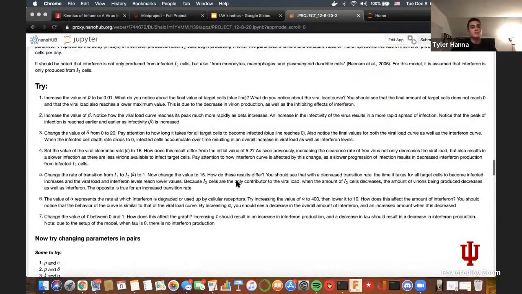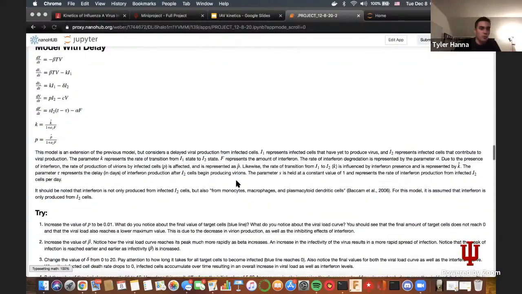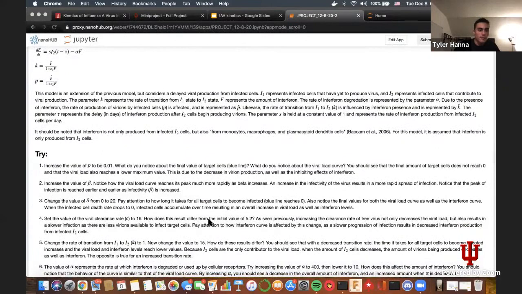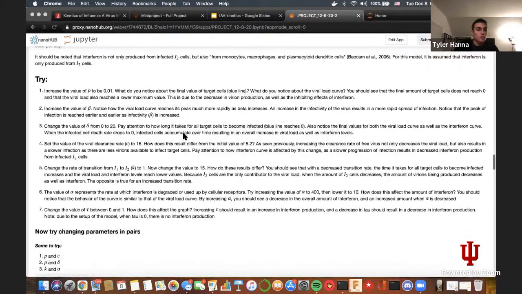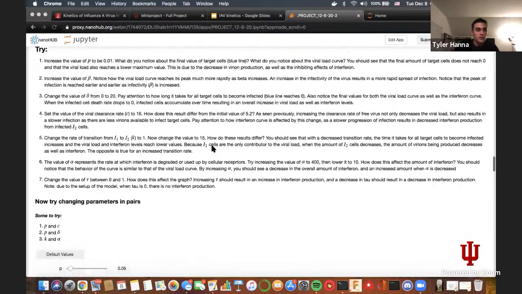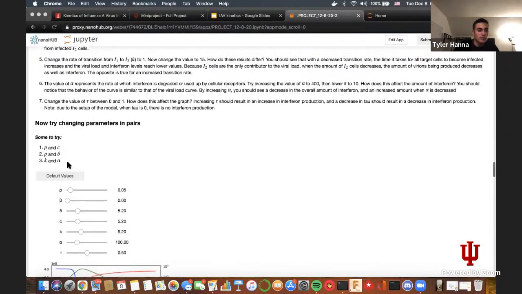Okay. Where I left off, here we're at the model with the delayed interferon production. And like I said before, to reiterate, the assumption made is that interferon is produced from I2 infected cells, the productively infected. However, it is also produced from monocytes, macrophages, and plasmacytoid dendritic cells. But for the purpose of the model, we just assume that it's the infected cells. So to adjust the rate of P to be 0.1, we will decrease the viral production rate.